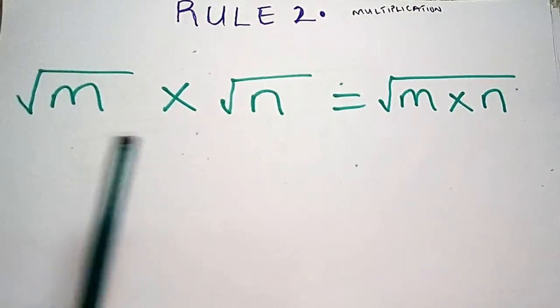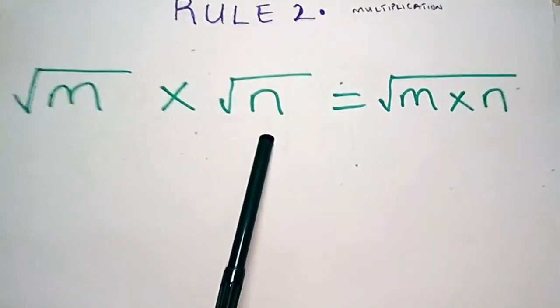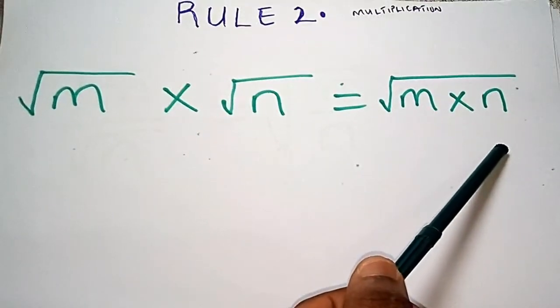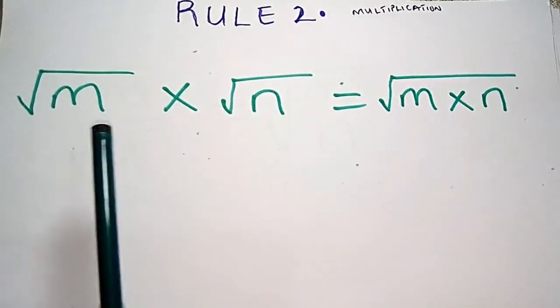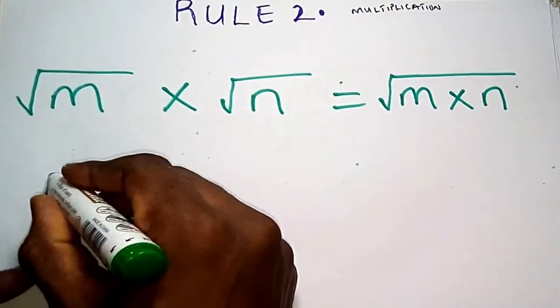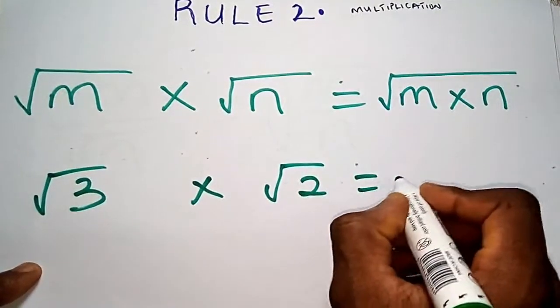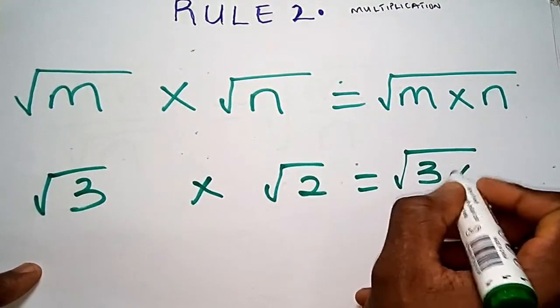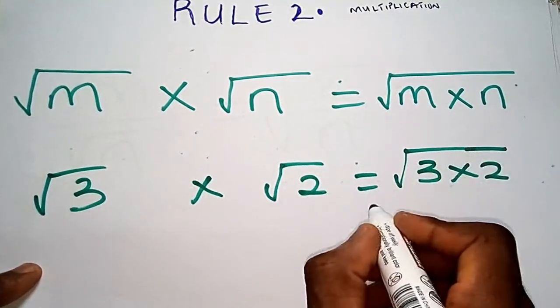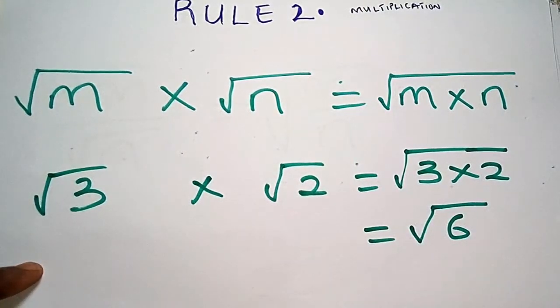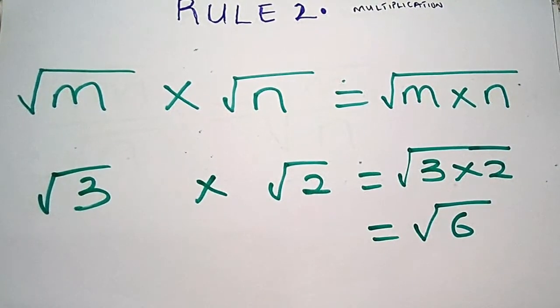In multiplication, you can have root m times root n to give you root m times n. Now, that is how multiplication works. So you can have something like root 3 times root 2 to give you root 3 times 2, and that is automatically root 6. So this works out only with multiplication.